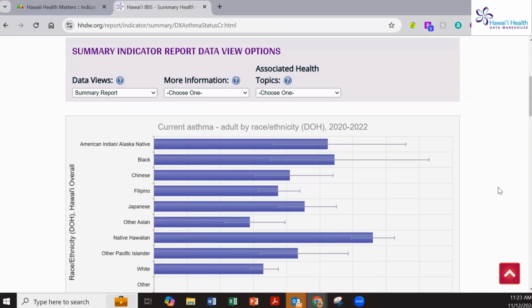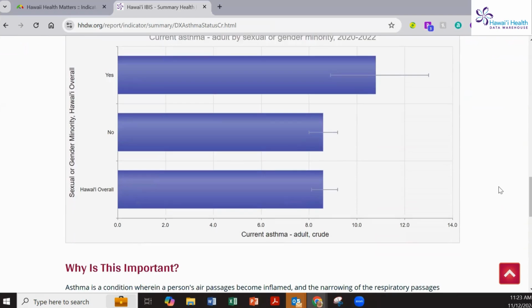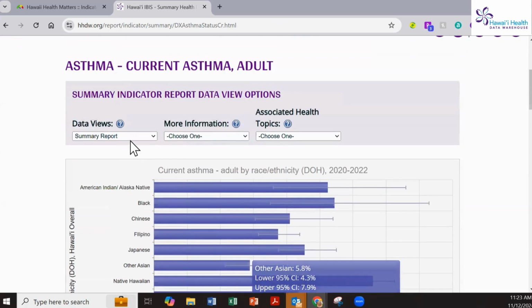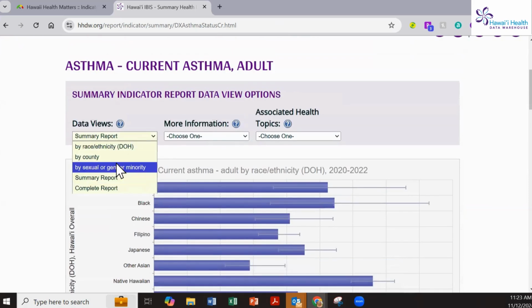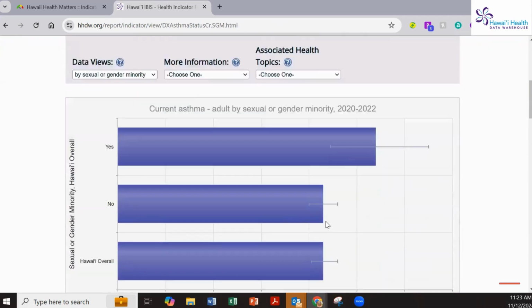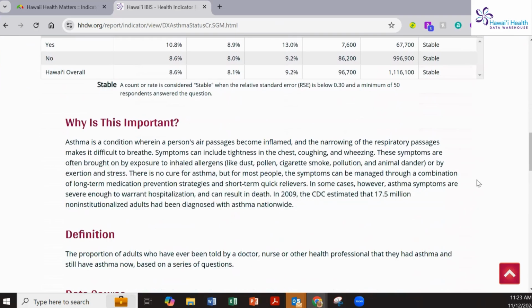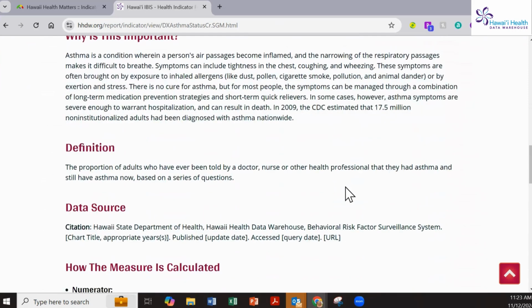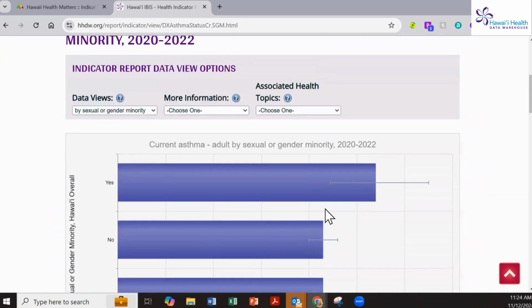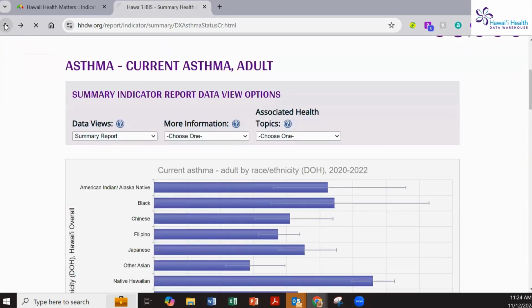So this will show you by race, ethnicity, county, and sexual or gender minority. But if you were only interested in the sexual or gender minority, you could go up here to the data view and select by sexual or gender minority. So now you're seeing the data in chart and table form. And then there's also some additional information, again, why it's important, definitions. There's a suggested citation in case you want to use any of this data. And you can print the page, you can email it, all of those things if you're wanting to share.